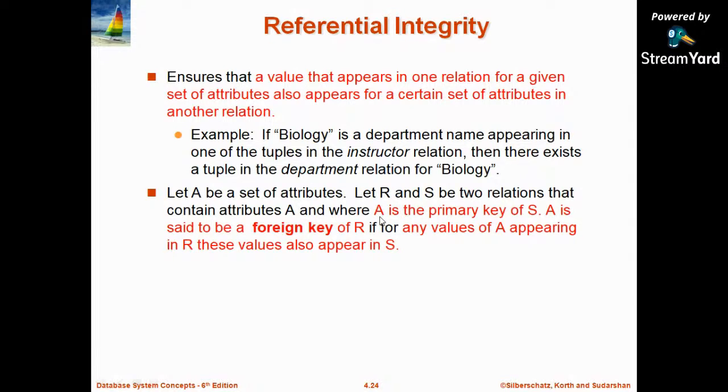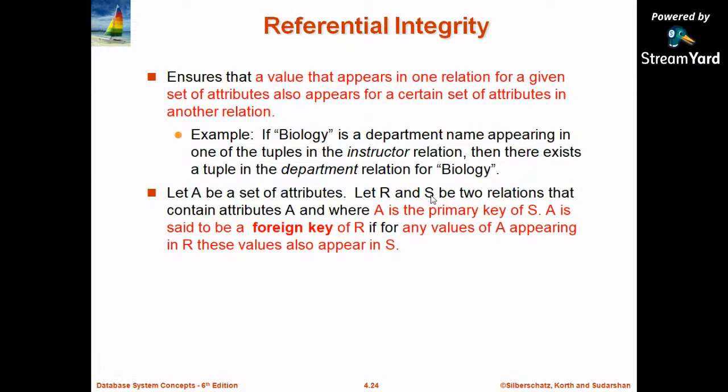Now we will see the basic concept associated with the primary key, foreign key, and referential integrity. Whenever we are defining referential integrity or the foreign key, we need to have two tables. Here we are taking the two tables as S and R. R and S are the two relations. In these two relations, one attribute A is common. This attribute A is a primary key in one relation and a foreign key in another relation.